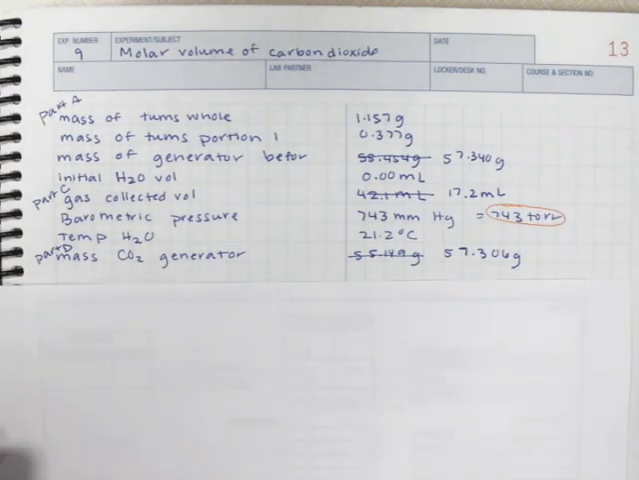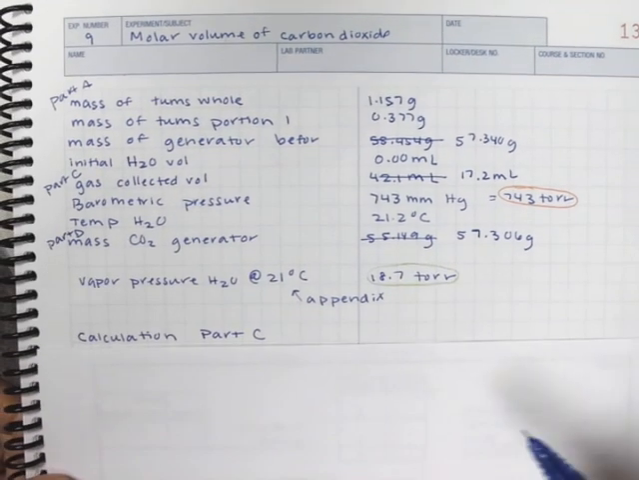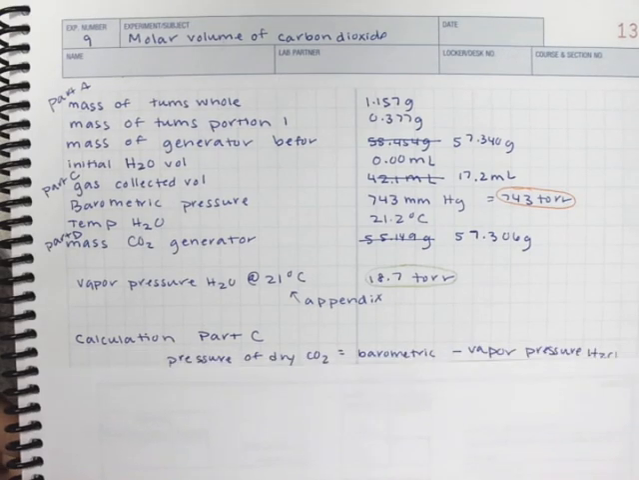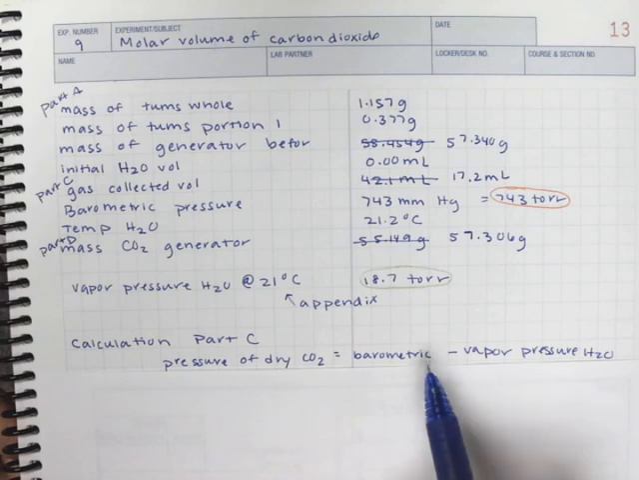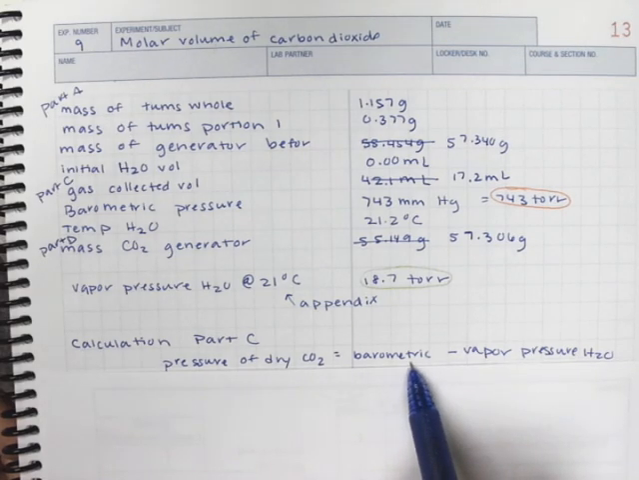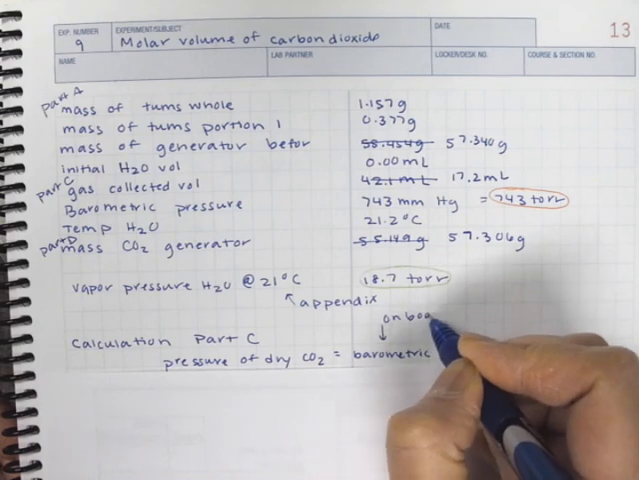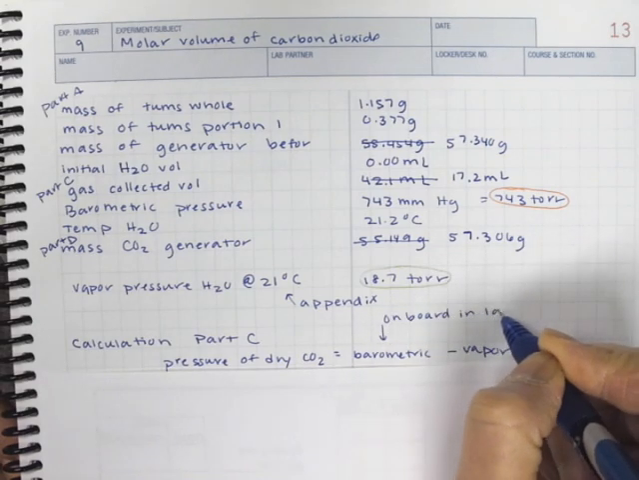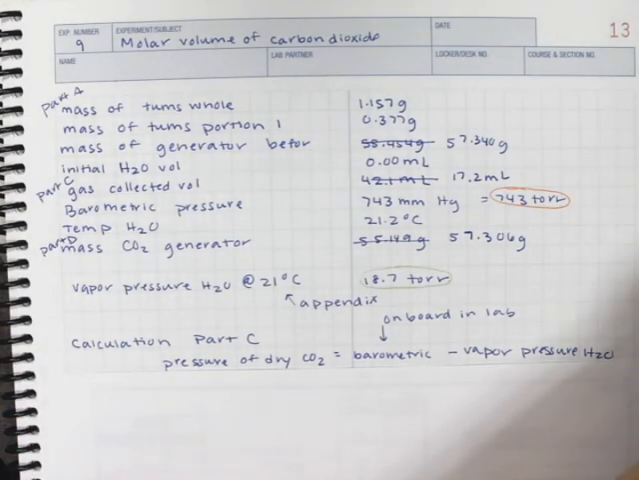So the first one that you're asked to do is in part C. I had recorded this earlier, but the video didn't work, so I'm just redoing this part. You're calculating the pressure of dry CO2, and that's equivalent to the barometric pressure, which was on the board in the lab, minus the vapor pressure of water. The vapor pressure of water can be found in Appendix F on page 111, and that is based off of the temperature of your water.